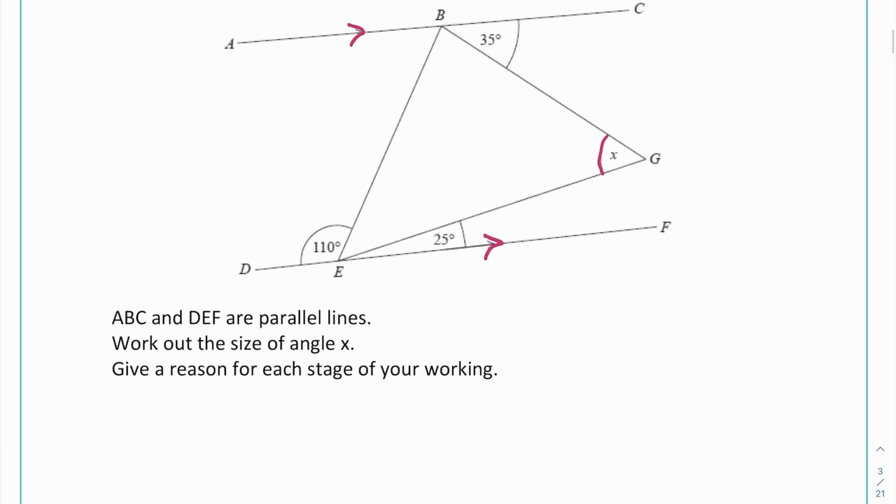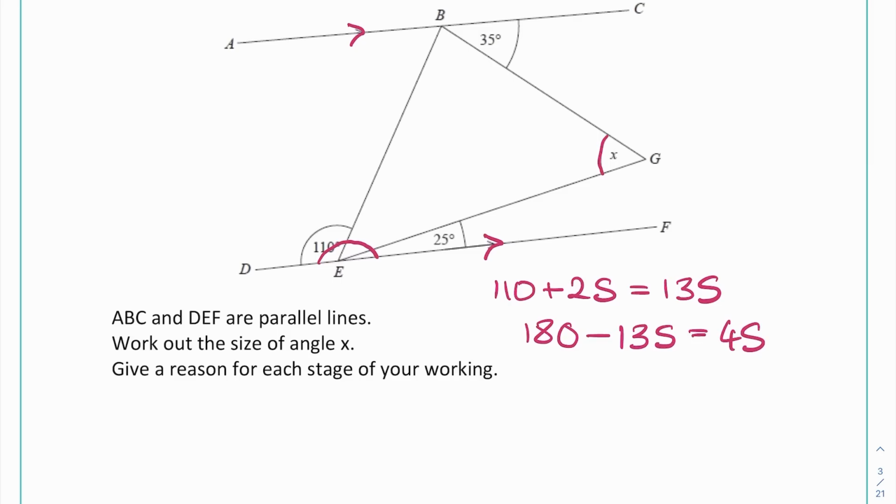So the first thing I've spotted is that we have angles on a straight line just here. And that's one of the missing angles in the triangle. So what we have there at the moment is 110 and 25. If we add those two together, we have 135 degrees. Angles on a straight line add up to 180, so 180 minus 135 gives us an angle of 45 degrees. And that's the first missing angle in the triangle.